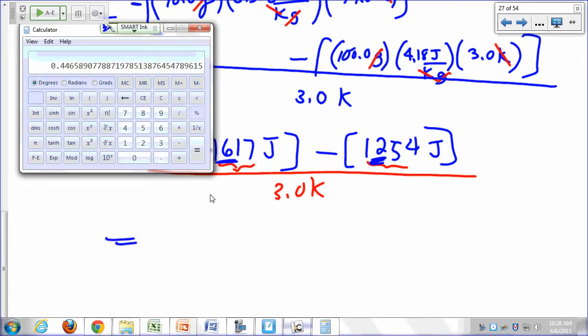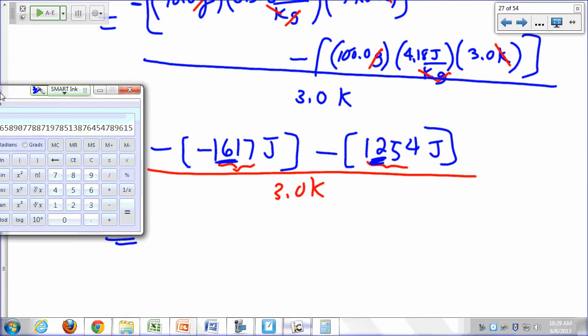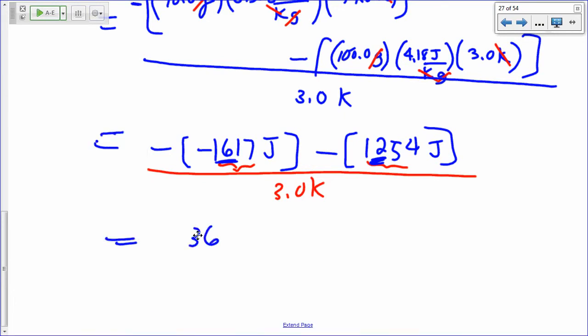1617. Negative, negative, that's plus, right? 1617 minus 1254. That difference of 363 joules is the amount of energy that did not transfer from the metal to the water. It went to the rest of the calorimeter. Divided by 3.0 Kelvin, okay.